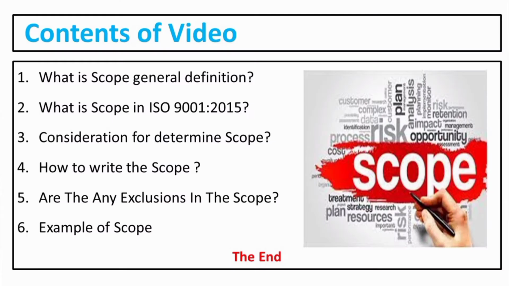So first of all, we start with the contents of the video. What we learn in this video: what is scope, the general definition. First of all, we see the general definition of scope, then we see the scope in ISO 9001 2015. Then we see the considerations for determination of scope, what considerations are needed to determine the scope. Then we see how to write the scope, then whether there are any exclusions in the scope, and the last one, we see examples of scope, how to write the scope.